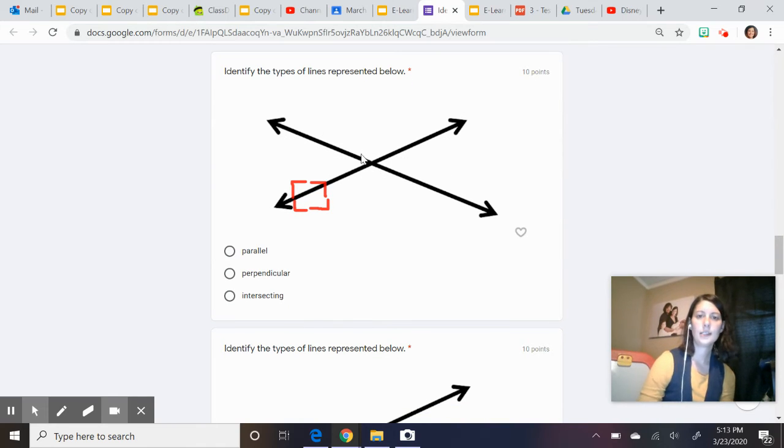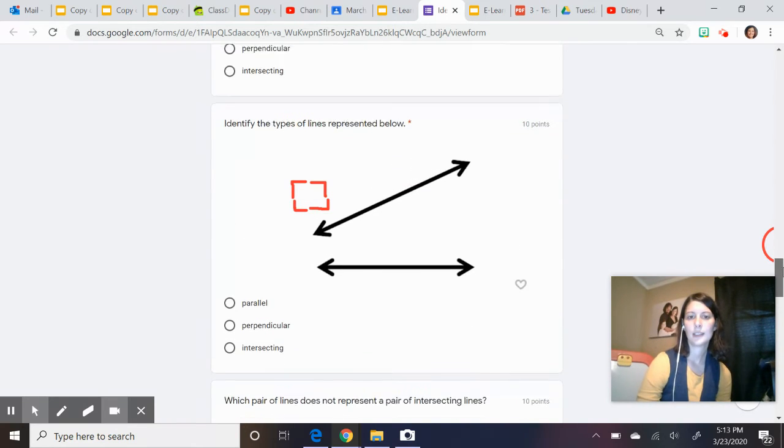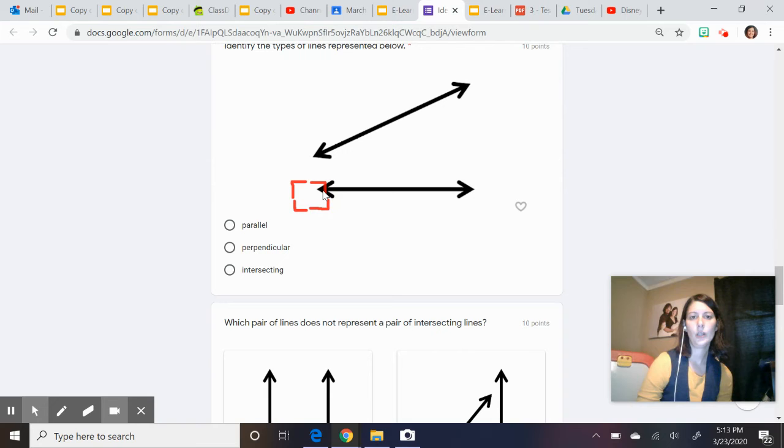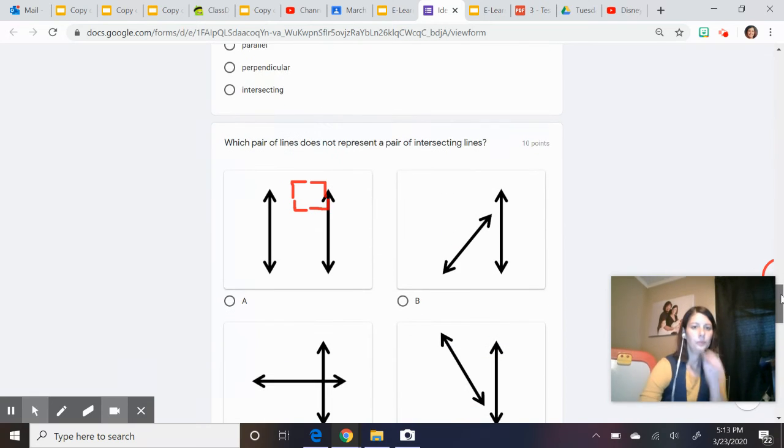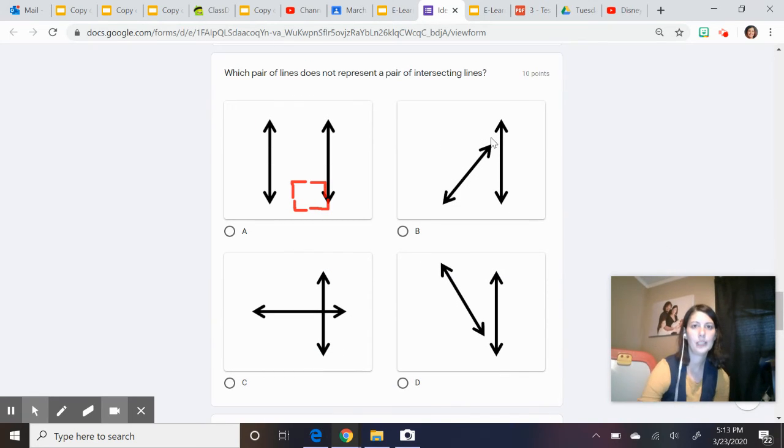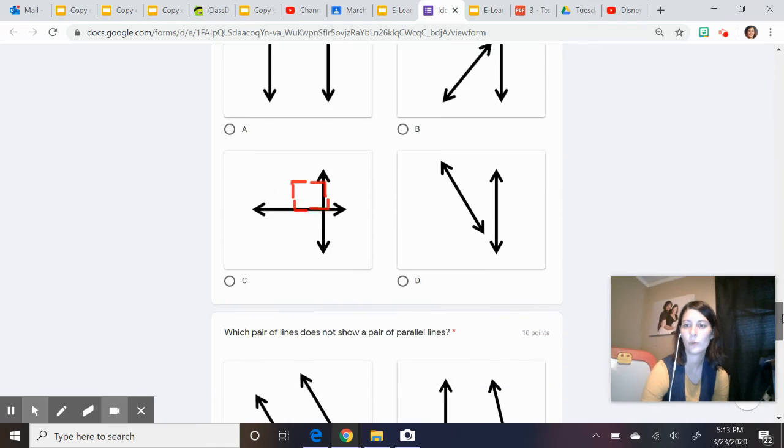These are crossing. This is obtuse, and these are acute, so that would be intersecting lines. Okay, if we extended this one over and extended this one down, these would end up crossing, creating intersecting lines. It says, which pair of lines does not represent a pair of intersecting lines? And your answer would be A, because those lines are never going to touch. Okay, remember, perpendicular lines are still intersecting. The only thing that makes them more special is that they are creating those right angles.